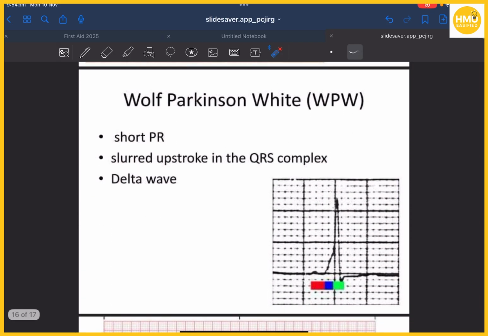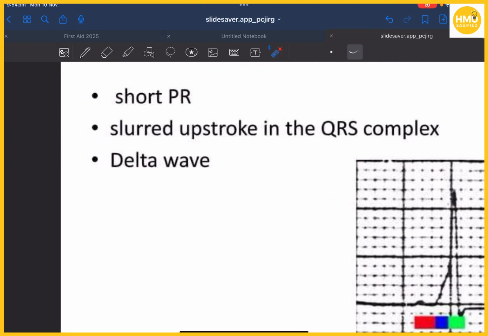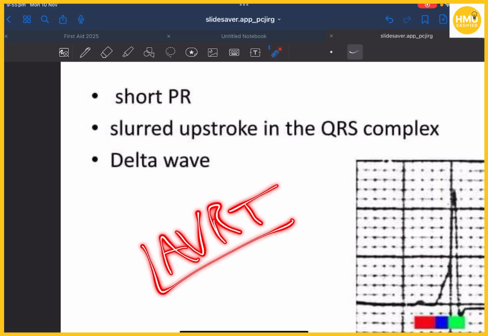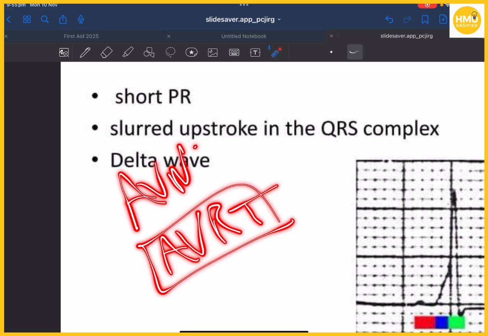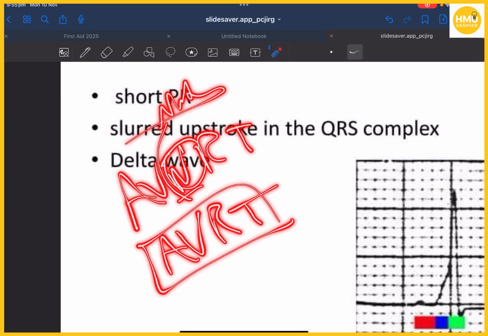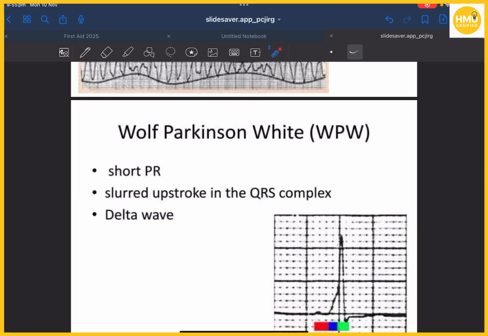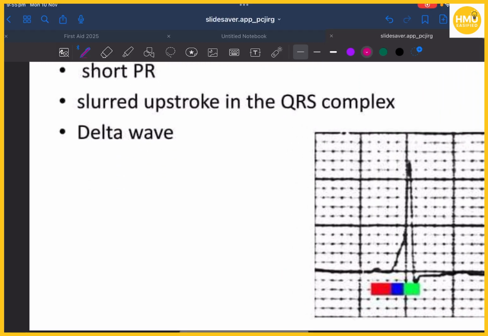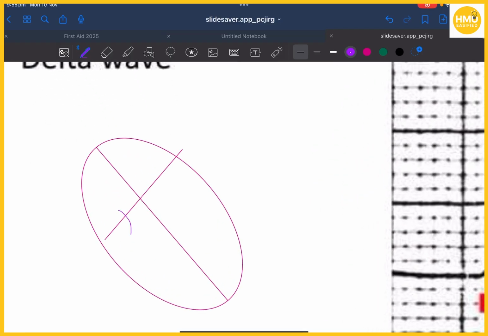Now, Wolff-Parkinson-White syndrome is basically, you can even call it AVRT. We mentioned AVNRT, right? But this one is without the N, which is the nodal part. Wolff-Parkinson actually has a very specific pathophysiology. It's basically when the heart has a connection between the atria and the ventricles.